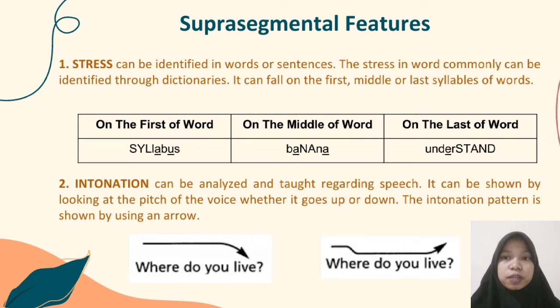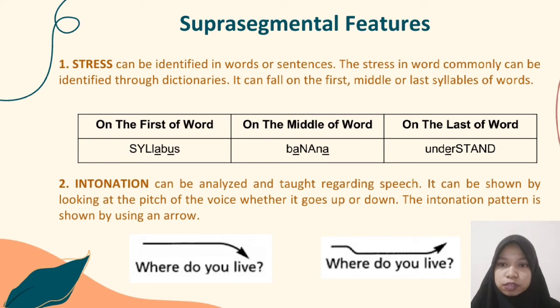Here I will explain about suprasegmental features, the stress and intonation. First, the stress. Stress can be identified in words or sentences. The stress in a word commonly can be identified through dictionaries. It can fall on the first, middle, or last syllable of a word. As an example, on the word syllabus, the stress is on the first syllable. On the word banana, the stress is on the middle syllable. Then, on the word understand, the stress is on the last syllable.